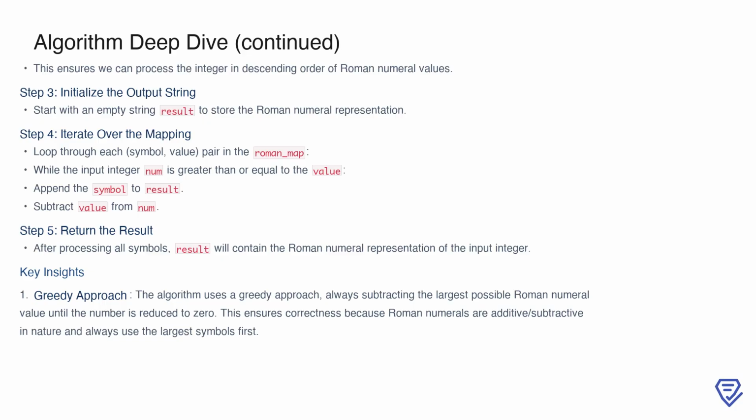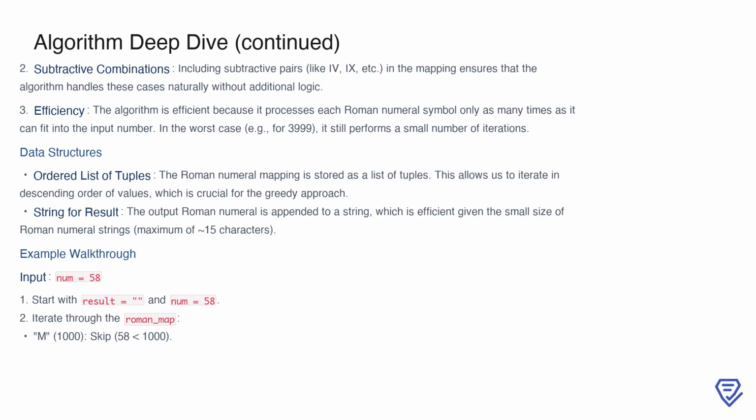The algorithm uses a greedy approach, always subtracting the largest possible value, which ensures the solution is both correct and efficient, as Roman numerals are naturally designed this way. By including subtractive combinations like IV and IX directly in the mapping, the algorithm seamlessly handles these cases without requiring additional logic. This keeps the implementation clean and straightforward.